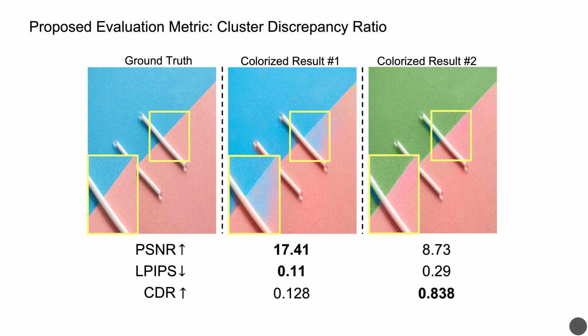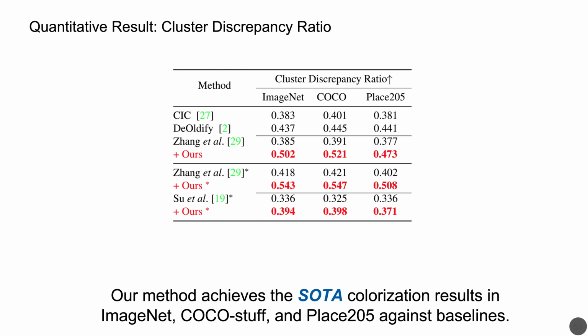So unlike the existing measures, our CDR assigned the higher score to the result number 2, which has less color bleeding artifacts. This table represents our method also achieves the remarkable results of the proposed CDR score against baselines.